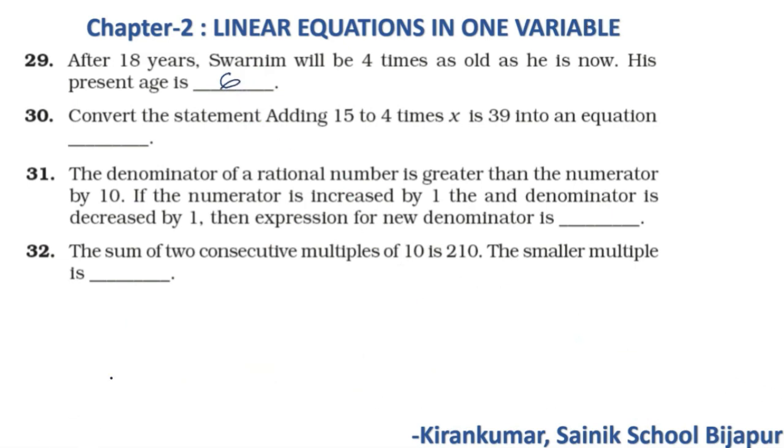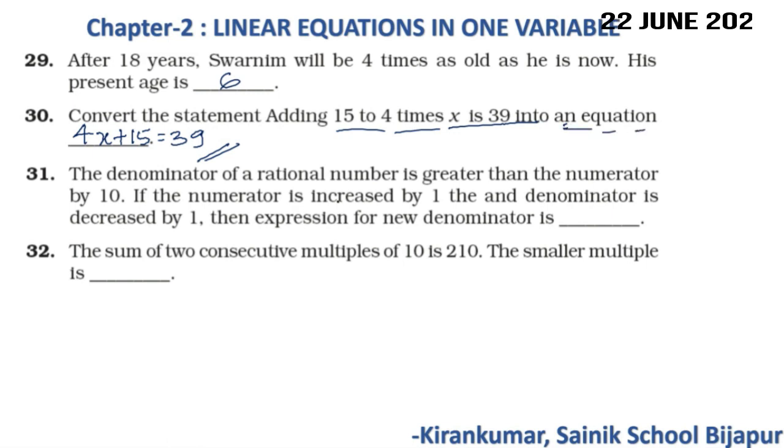Question number 30. Convert the statement: adding 15 to 4 times x is 39. So 4 times x plus 15 is equal to 39. This will be the mathematical statement for this particular thing.